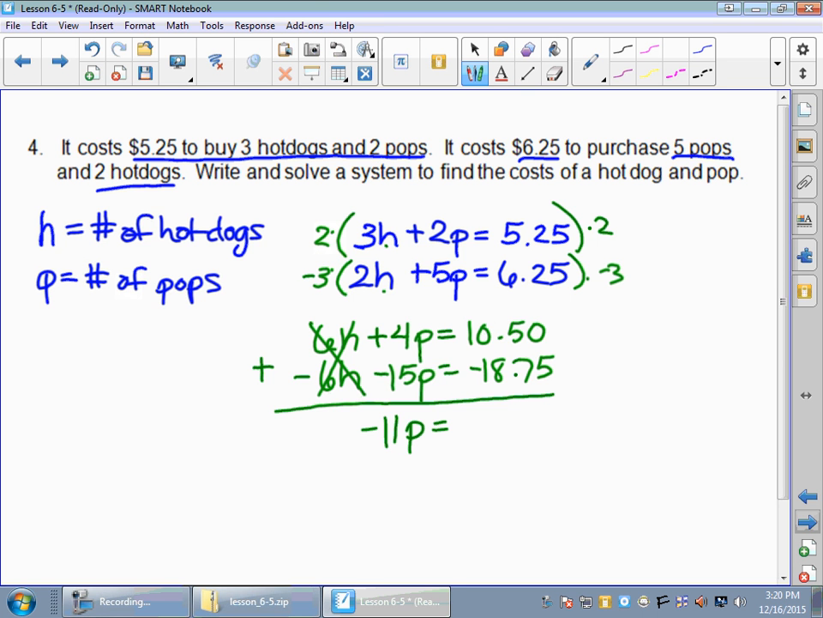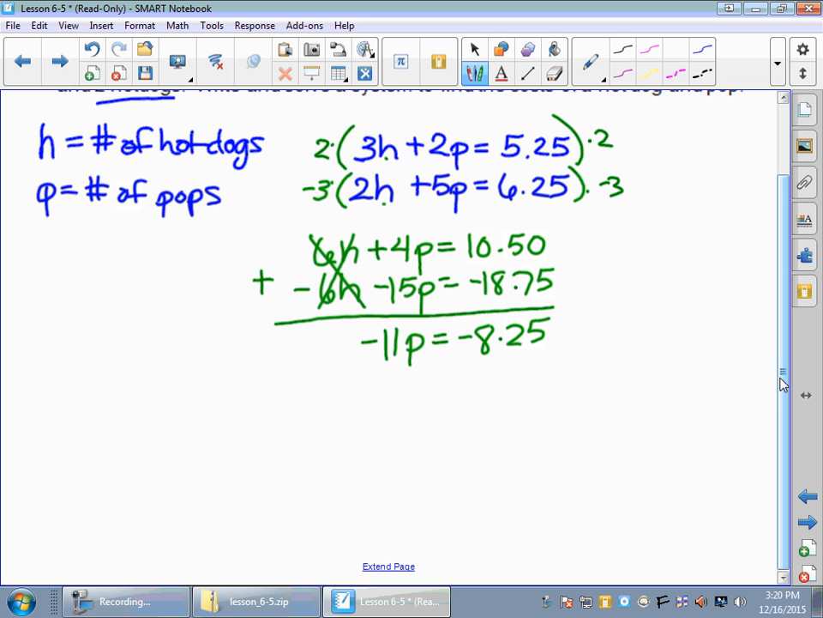-11P is equal to -8.25. It's okay. I know we're talking about money and pops and hot dogs. They can't be negative, but they will cancel. I would divide by -11, both sides, and the negatives will cancel. P is equal to 0.75. And so the cost of a pop is 75 cents.